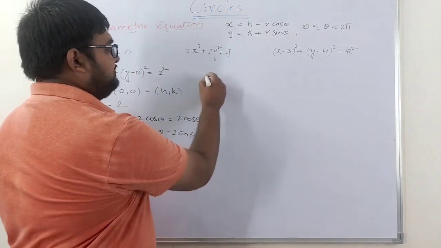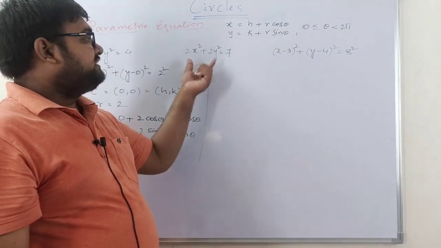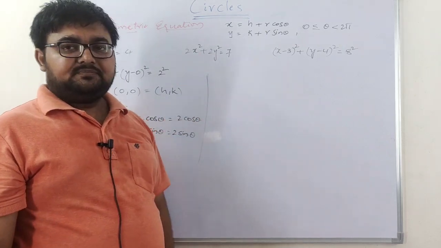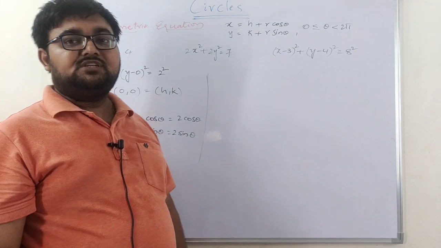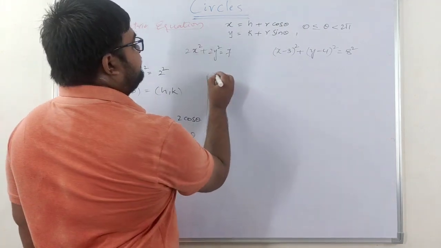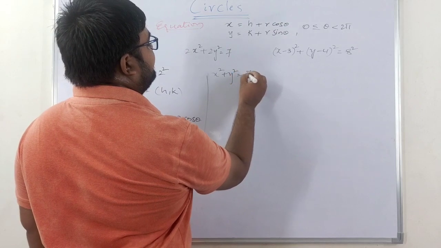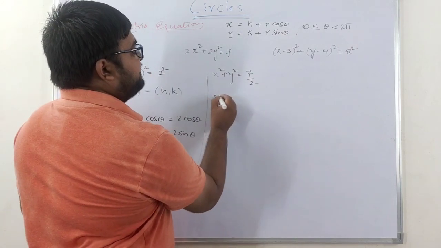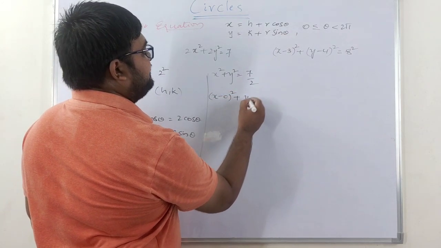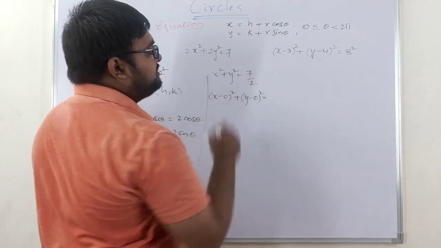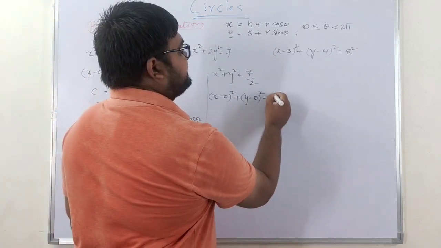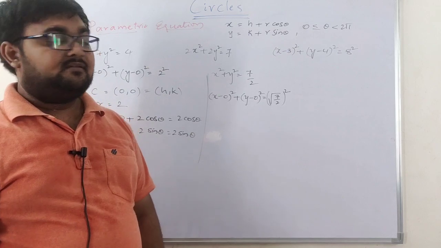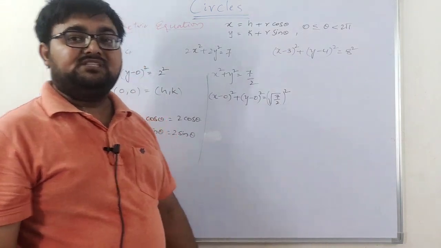Now let us see the second one. Here 2x square plus 2y square is equal to 7. Whenever you solve a problem, always see that the x square and y square coefficients are ones. So for that I need to divide the whole equation by 2. Then I will get x square plus y square is equal to 7 by 2. If I represent this as (x minus 0) whole square plus (y minus 0) whole square, I can represent 7 by 2 as (root 7 by root 2) whole squared. Then my radius is root 7 by 2.